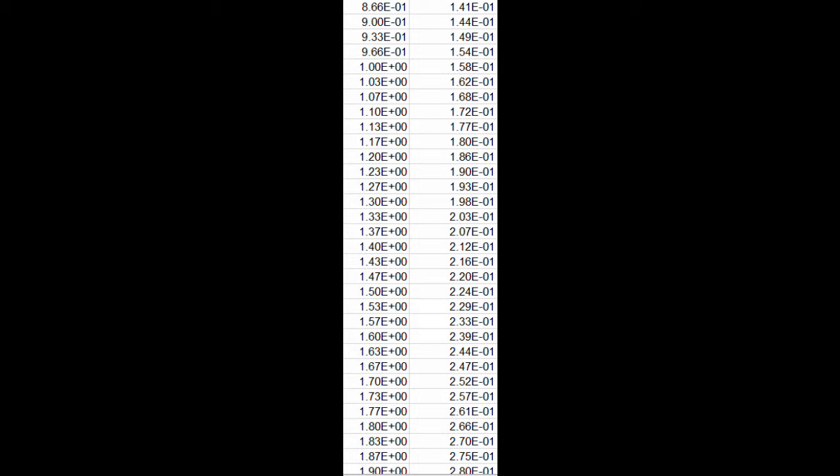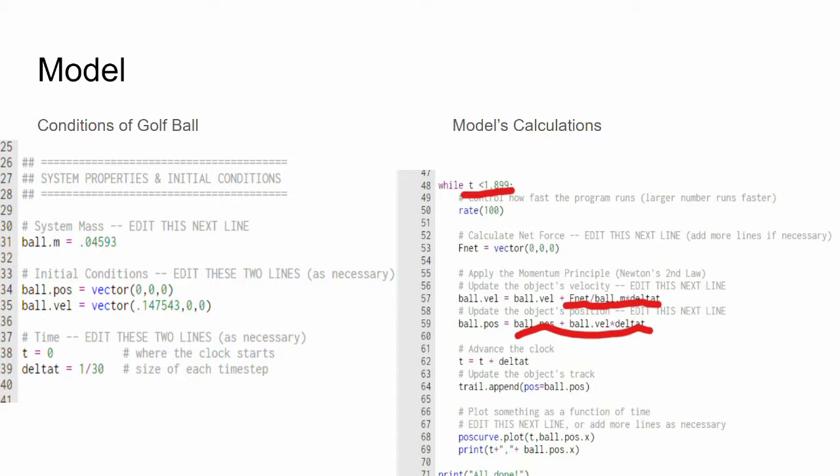Looking at our tracker results, we take the final position and subtract the initial position of the ball and divide it by the change in time to get our velocity for the computer model, as we are assuming a constant velocity at this point. Doing so gives us a velocity of 0.14754 meters per second. Since our camera is 30 frames per second, each data point is 1/30th of a second, which is our delta t.